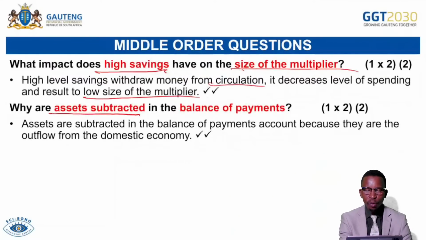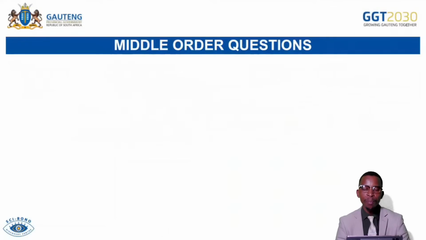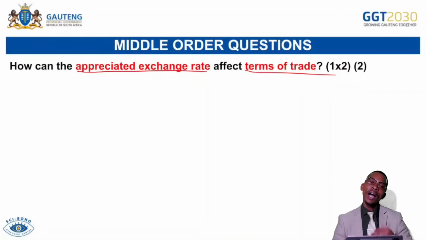Assets are subtracted in the balance of payments account because they are the outflow of money from the domestic economy. Remember, we can't add outflows, we must subtract them because money is leaving the economy. And then, how can the appreciated exchange rate affect terms of trade? Here you are applying again. Check. You must know the appreciation of the exchange rate. If the exchange rate appreciates, how does it affect terms of trade?